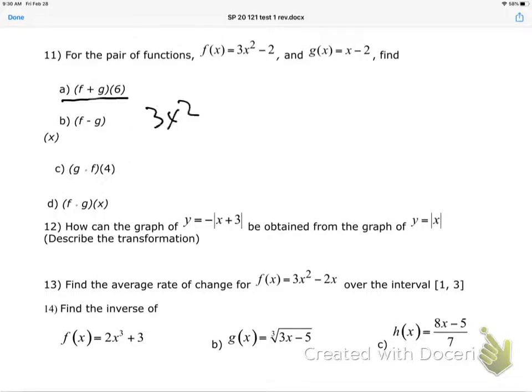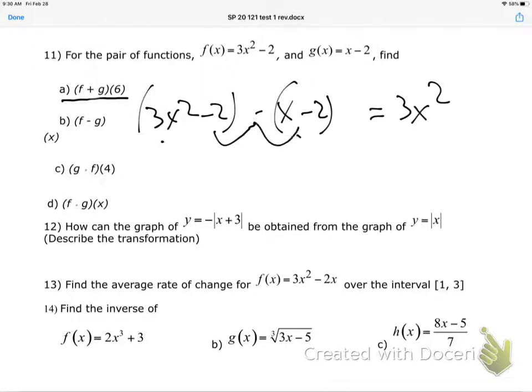Next one just means subtract the two. Take the first one, subtract the second one. 3x squared, nothing else to subtract in there with the x squareds. Negative 2 minus negative 2 means negative 2 plus 2, so that's going to cancel, and you've still got this negative x here, so that is the answer.